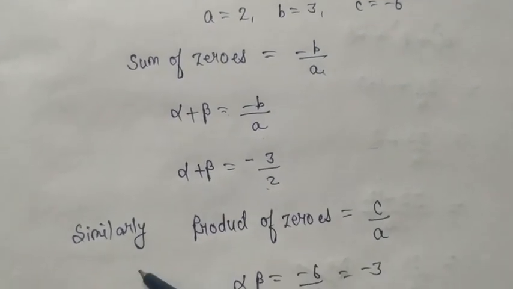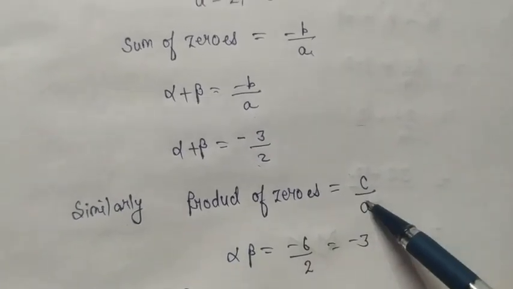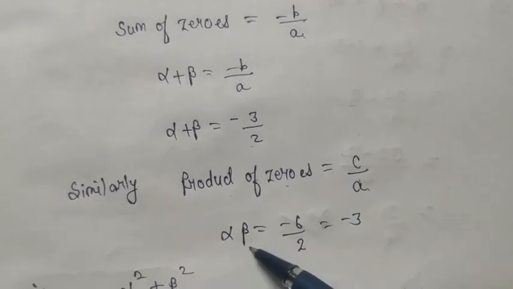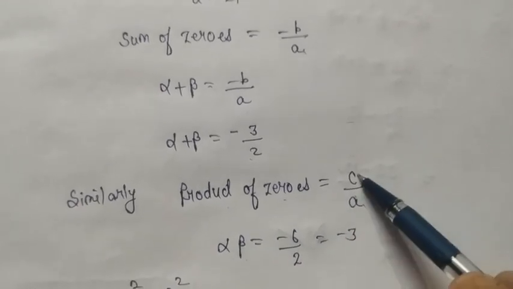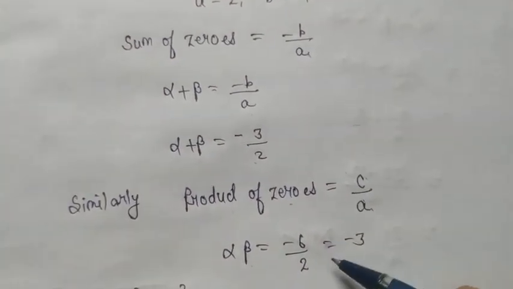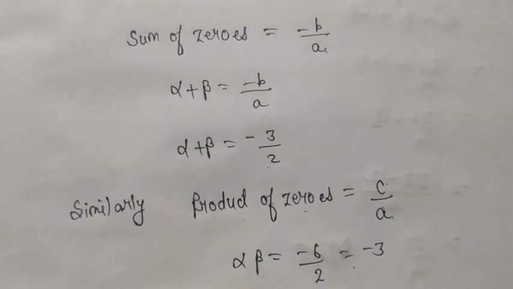Similarly, we can calculate the product also. The product will be c by a. The formula for the product can be written as alpha into beta equal to c by a. The value of c is minus 6 and the value of a is 2, so it will come out as minus 3. This is the given information. Okay.